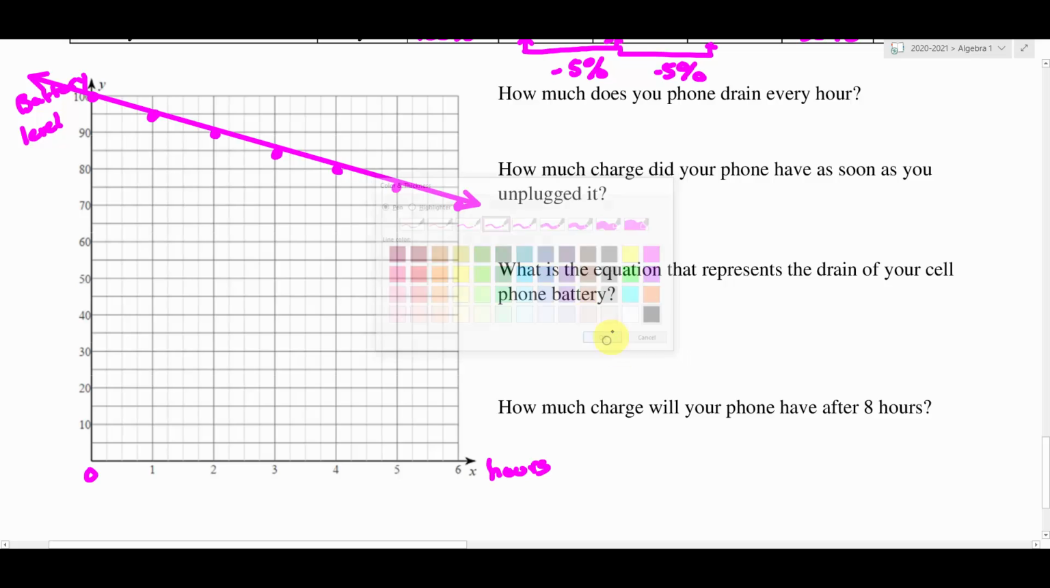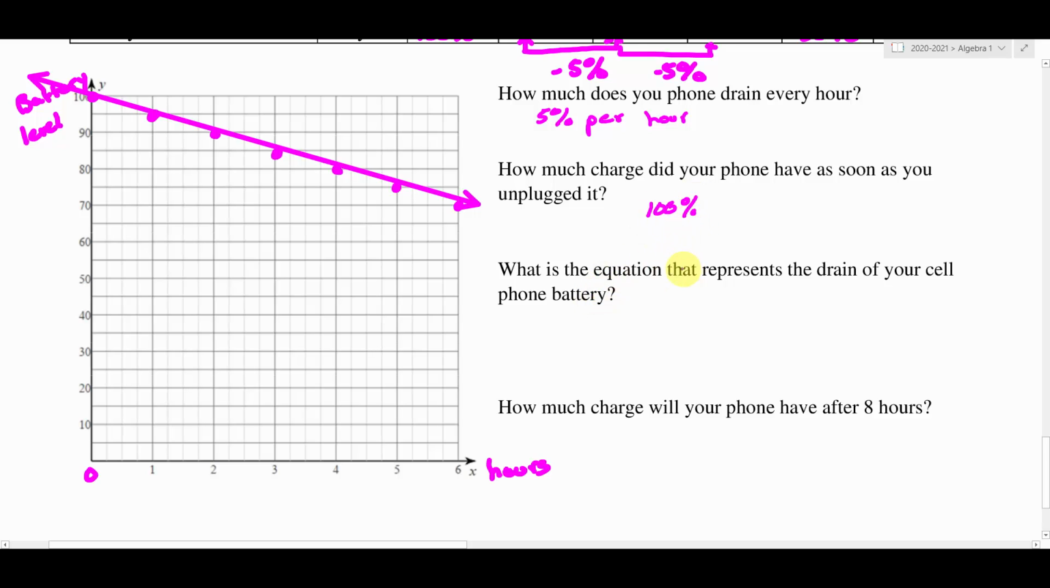Now I'm going to try and answer these questions off to the side. How much does your phone drain every hour? It drains 5%. We notice that 5% per hour is how much the phone drains, and we got that right from our table. How much charge did your phone have as soon as you unplugged it? Well, if it was fully charged like ours was, it was 100% when we unplugged it.